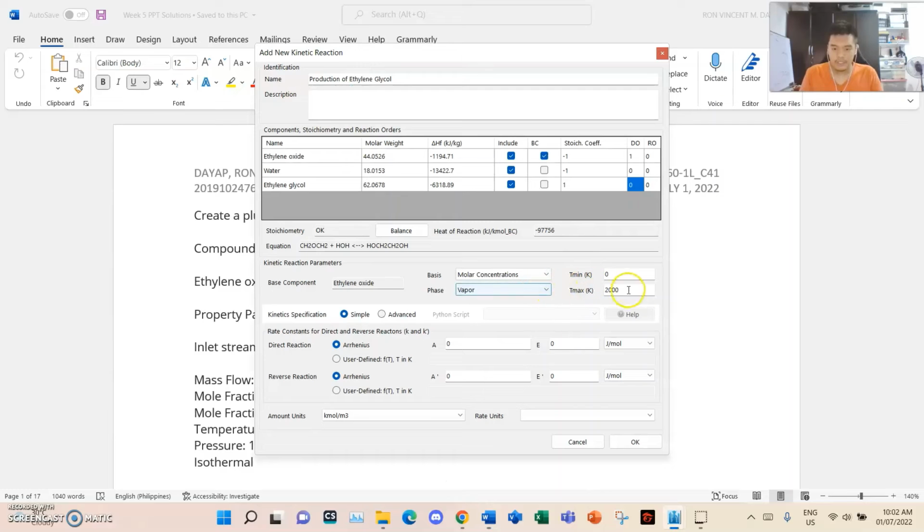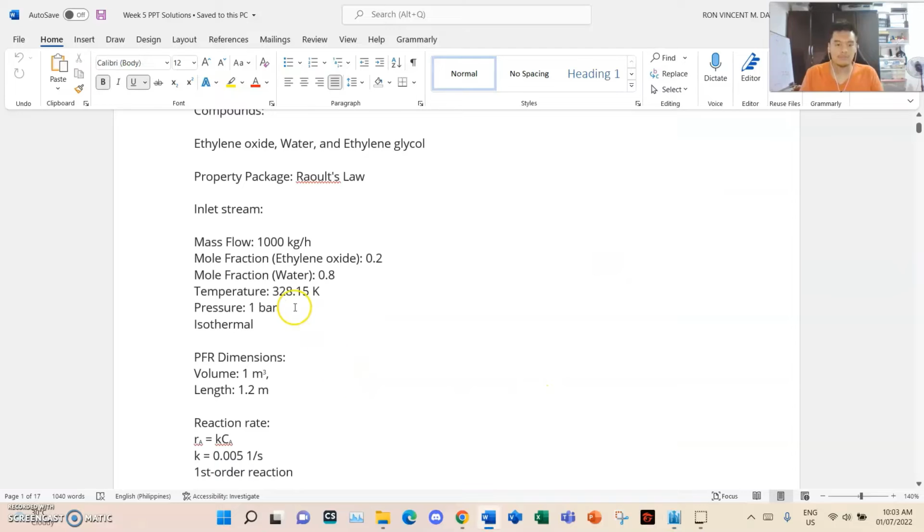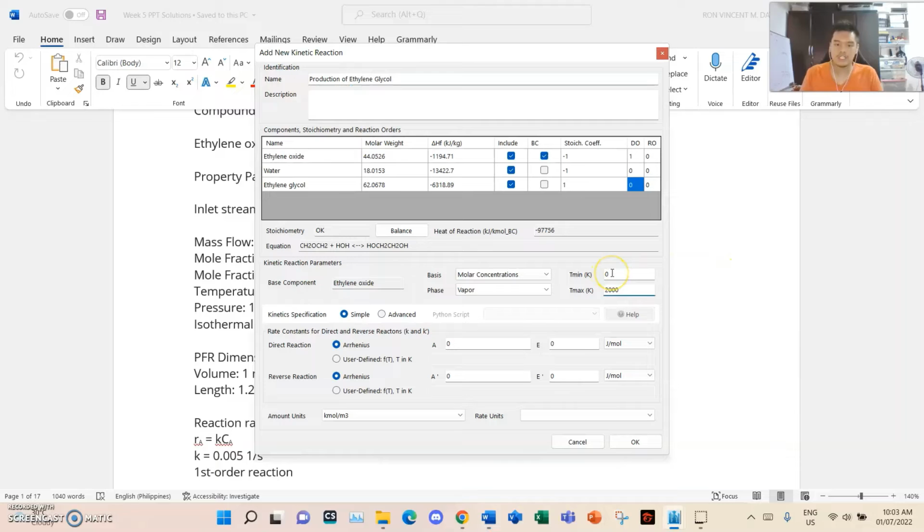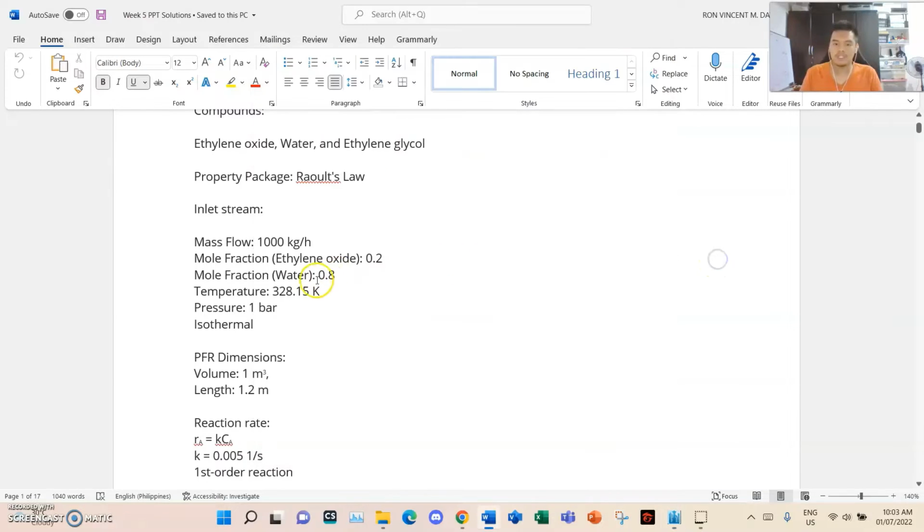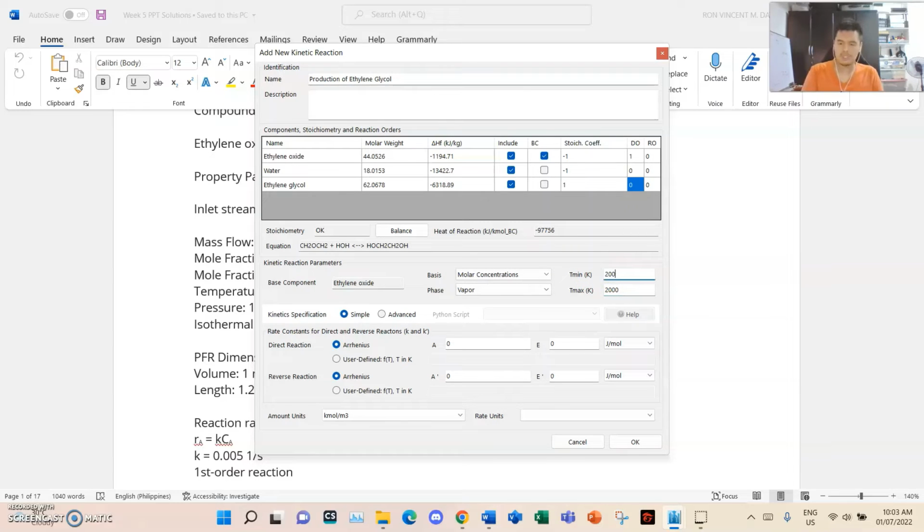And then we'll put here the minimum temperature and the maximum temperature. So going back, our operating temperature is 328.15. That means that in order to find a very accurate reaction setting, we need to pick our temperature range where the operating temperature is within that range. So if our operating temperature is 328.15 Kelvin, we'll put this as around, more or less, 200 Kelvin. So vapor phase, simple advance, and we need to specify our rate constants.